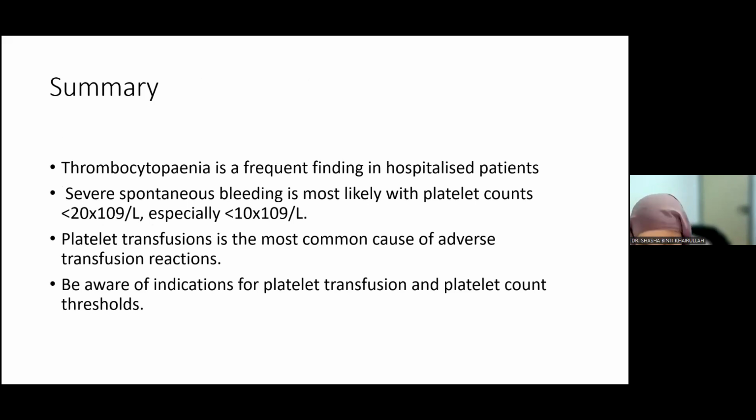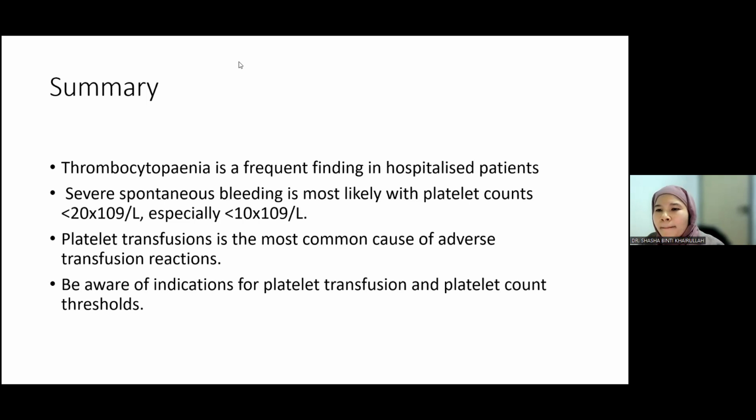So in summary, thrombocytopenia is a frequent finding in hospitalized patients. Please remember that severe spontaneous bleeding is most likely with platelet counts of less than 20, that means very severe thrombocytopenia. Platelet transfusion is the most common cause of adverse transfusion reactions. So judicious use of platelets is advised. And I hope that everyone is more aware of the indications of platelet transfusion and platelet count thresholds for certain procedures. Thank you.